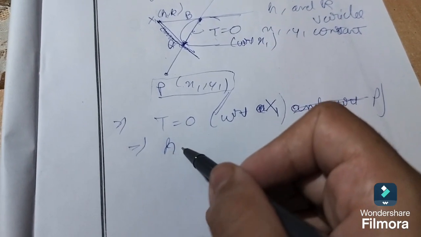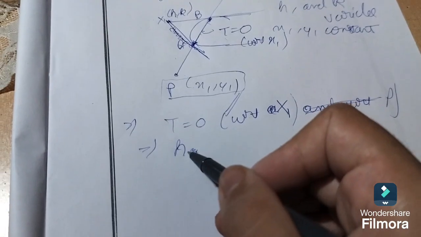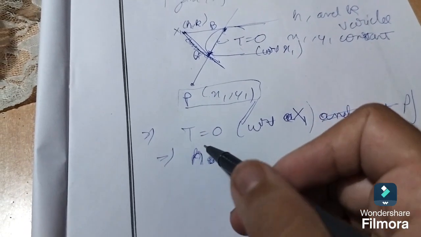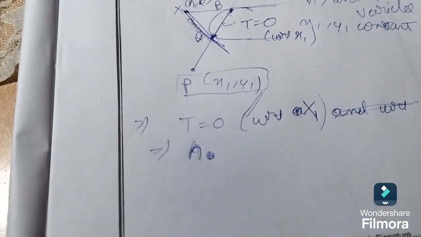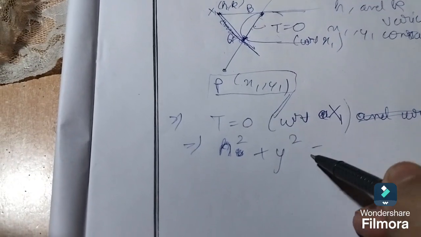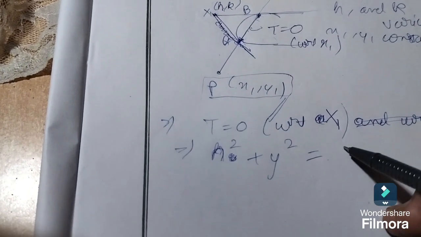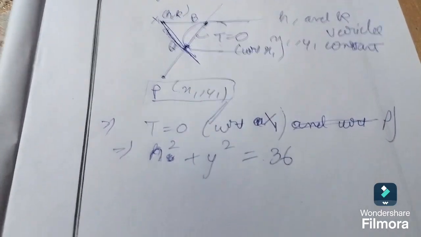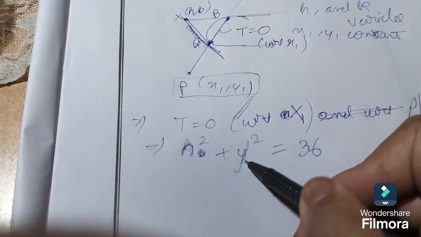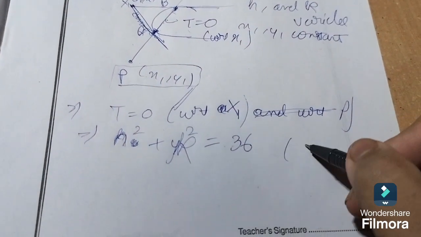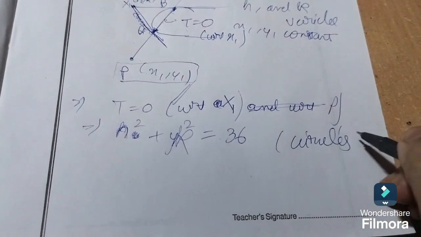Basically, if I find the path, say the path for the variable point is h squared plus y squared equal to, let's say, 36, then what is the locus of h and k? What is the locus for this point? It is a circle, right? Because this is a circle's equation.